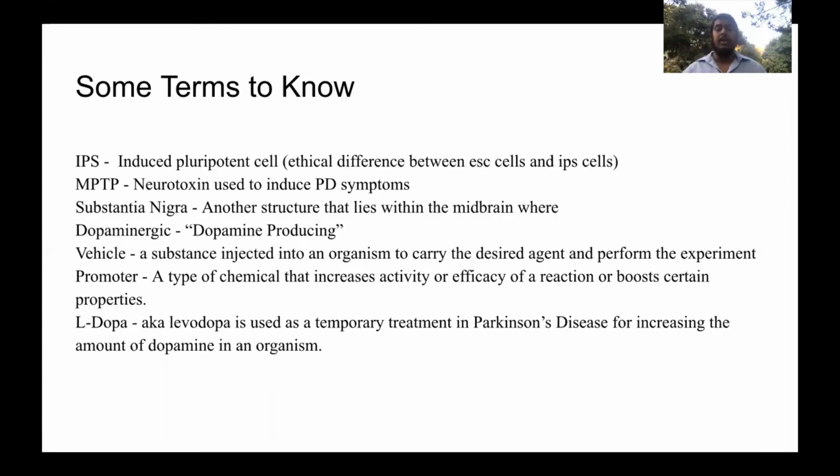And simply, what we do in this process is take a vehicle, which is our next term, which is essentially just a substance that we put an agent into, and we use that as a medium to transplant something from point A to point B. And then we'll also go over promoter, which is any chemical that boosts the efficacy or efficiency of anything. That comes into how we're trying to increase the dopamine concentration in this case of the primate models.